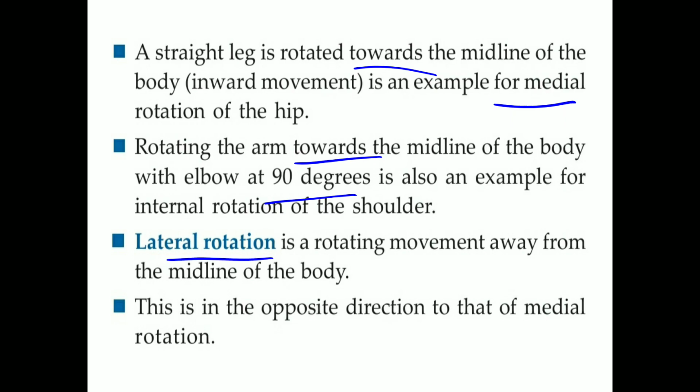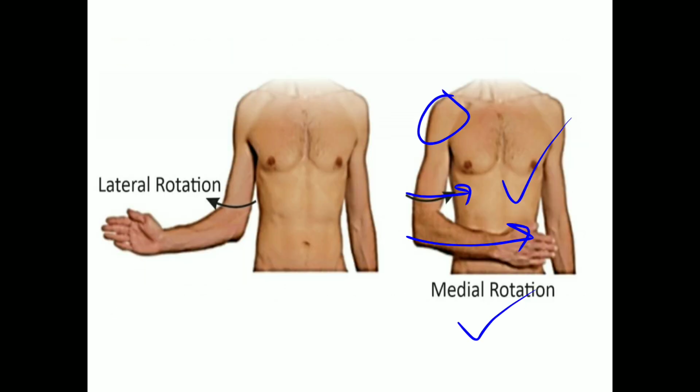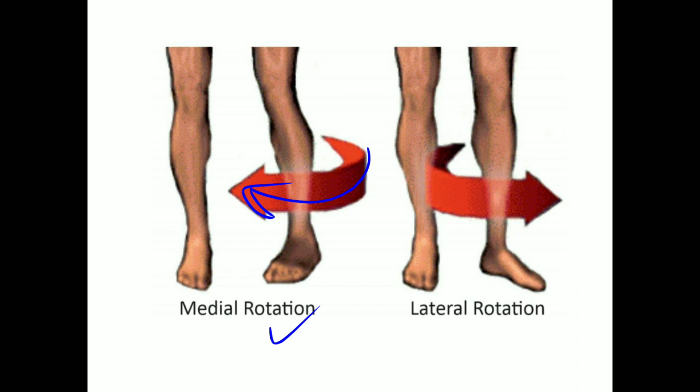Then lateral rotation. This is rotating movement away from the midline of the body, and this is in the opposite direction to that of the medial rotation. Here you can see that. So taking it away from the midline of the body is lateral rotation. You can see that here in the hip joint. Moving it out is lateral rotation, external rotation.